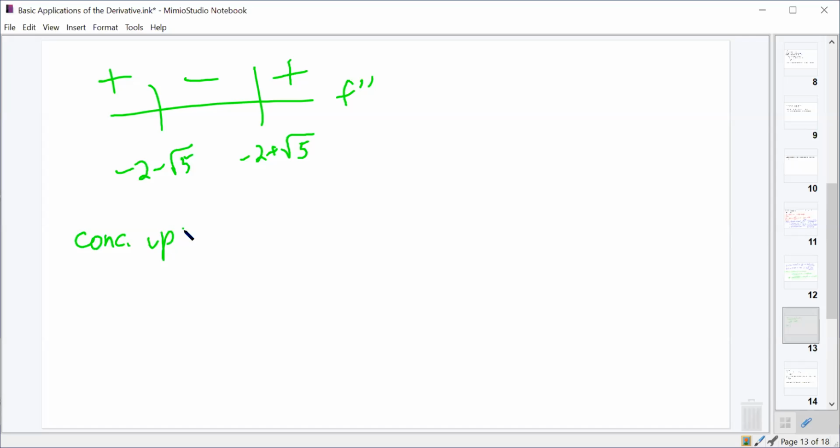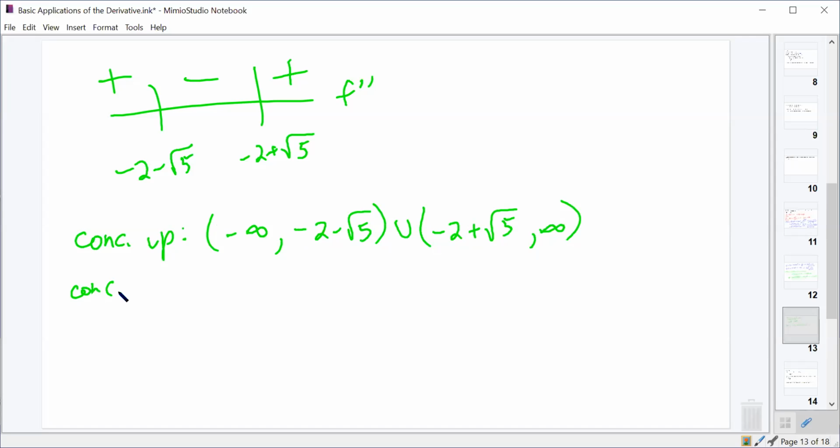So our concavity: we're concave up from negative infinity to negative 2 minus root 5, as well as from negative 2 plus root 5 to positive infinity, and we're concave down in between them, negative 2 minus root 5 to negative 2 plus root 5.